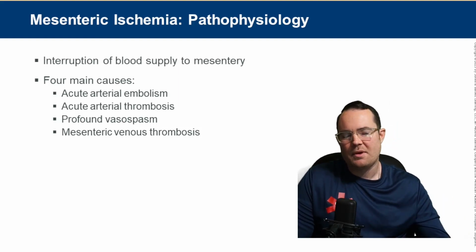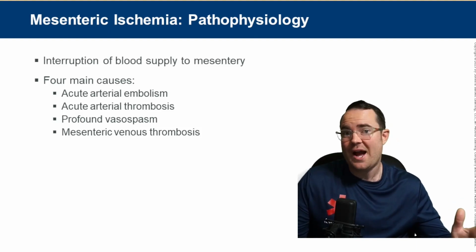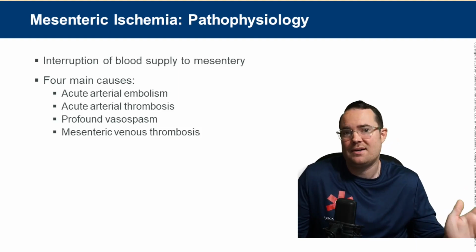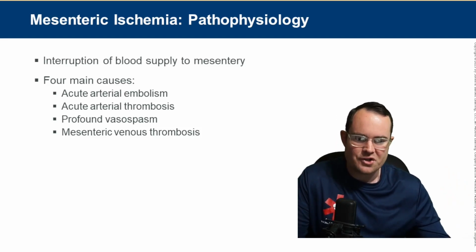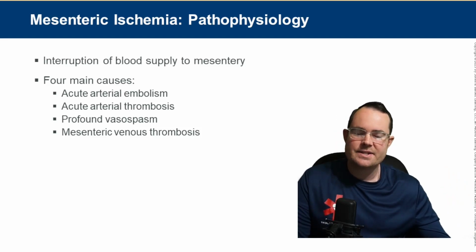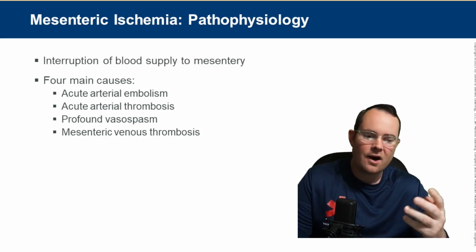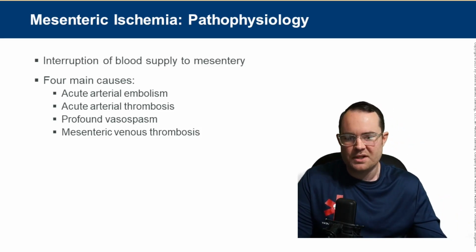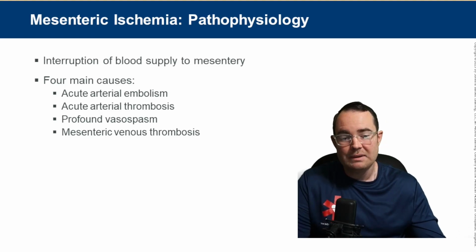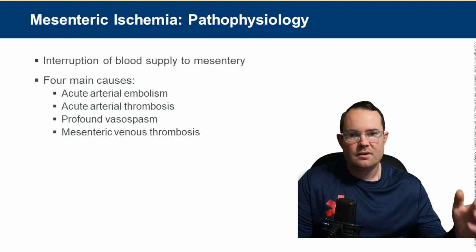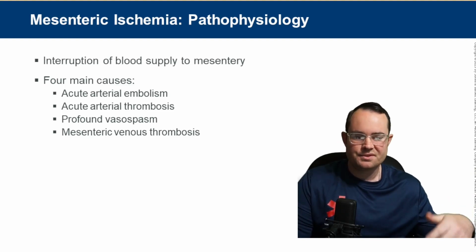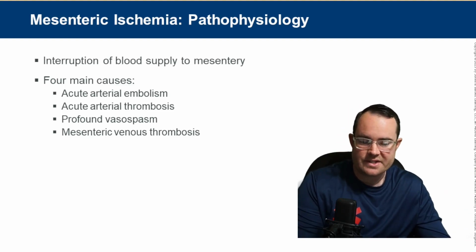Mesenteric ischemia. Remember, the mesenteric system is the GI tract. So ischemia means hypoxia. So there's lack of oxygen to the GI tract here. Now, what can cause this? It says there's four main causes of interruption of blood supply, and that's acute arterial embolisms, acute arterial thrombus, vasospasms, and mesenteric venous thrombus. So clots, embolisms, and spasming of the venous system.